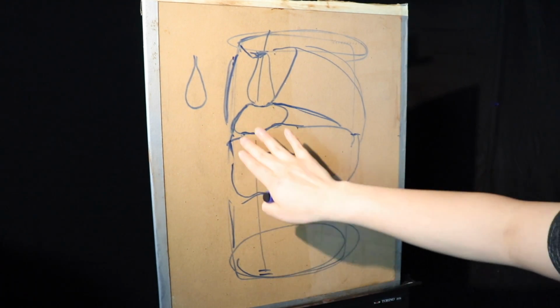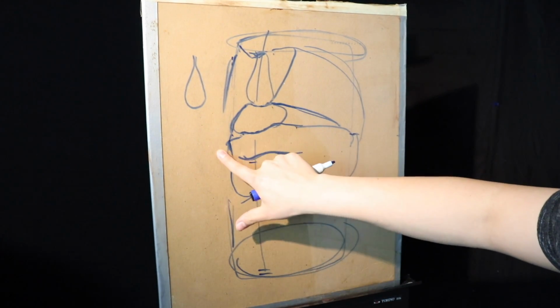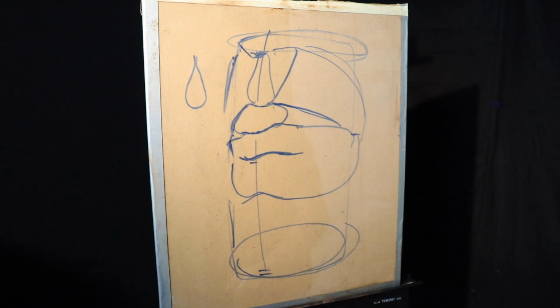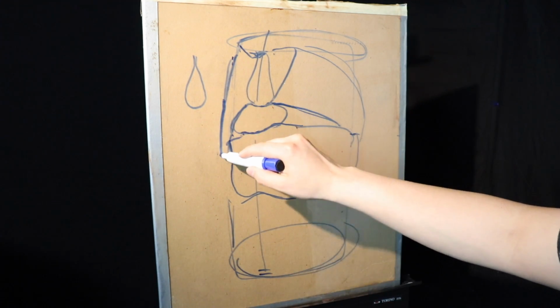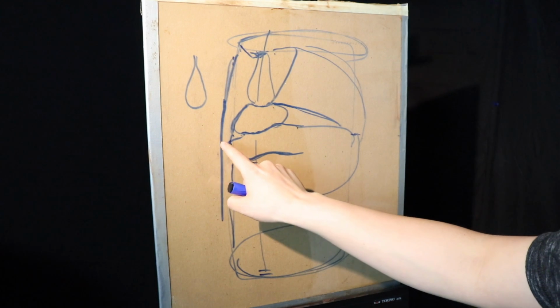Now what's important with the mouth, other than the curvature of certain things, is how much we're seeing, what the tolerance is from the back side here to there.